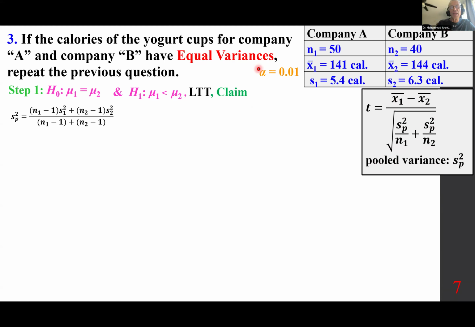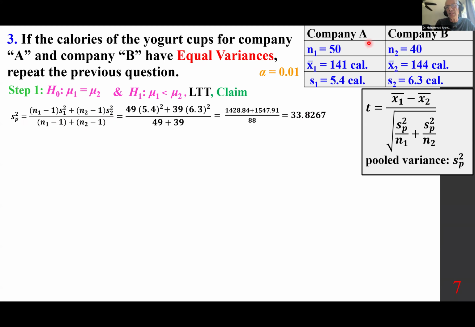So having said that, we're going to plug it into this formula, (n1 minus 1) s1 squared, plus (n2 minus 1) s2 squared, over (n1 minus 1) plus (n2 minus 1). And we end up with this number, 33.8267, just for the sake of argument.